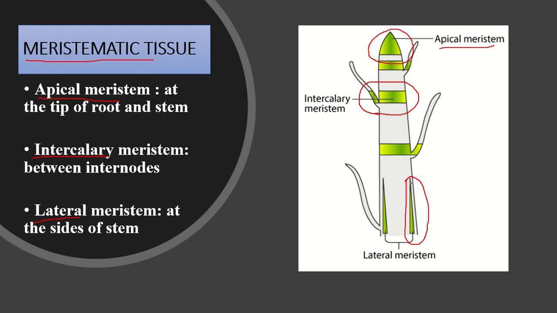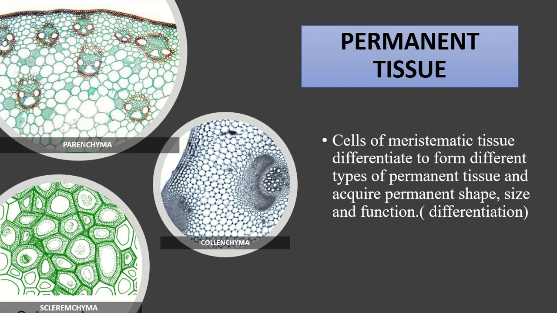Now let us talk about permanent tissue. Permanent tissues are those meristematic tissues which have lost the power of division. Whenever the cells of meristematic tissue lose the power of division and acquire a permanent shape, size and function, the process is called differentiation.